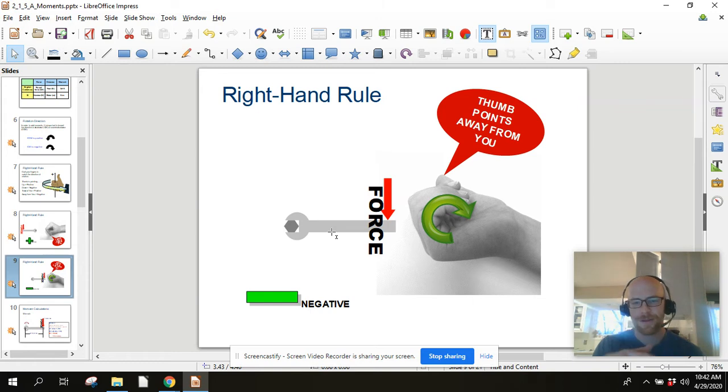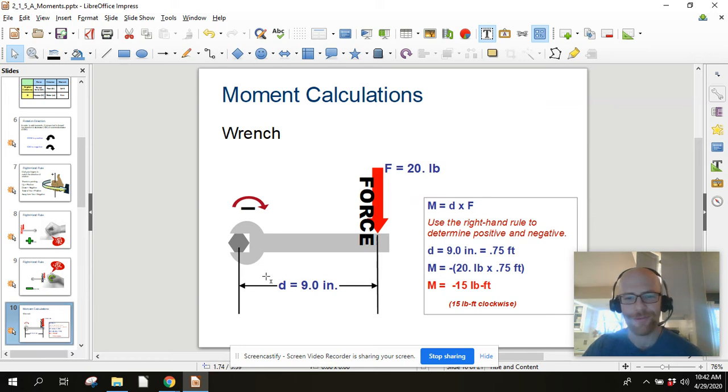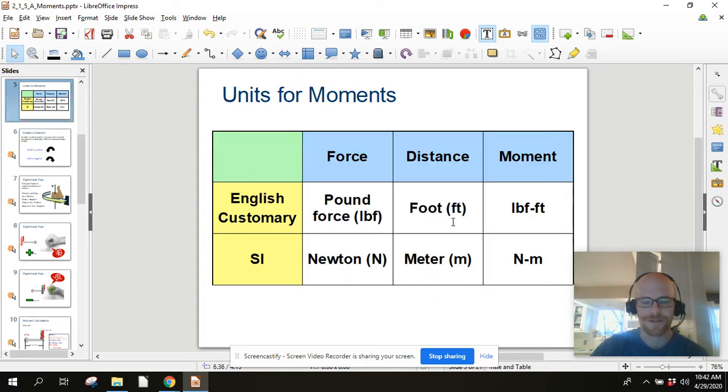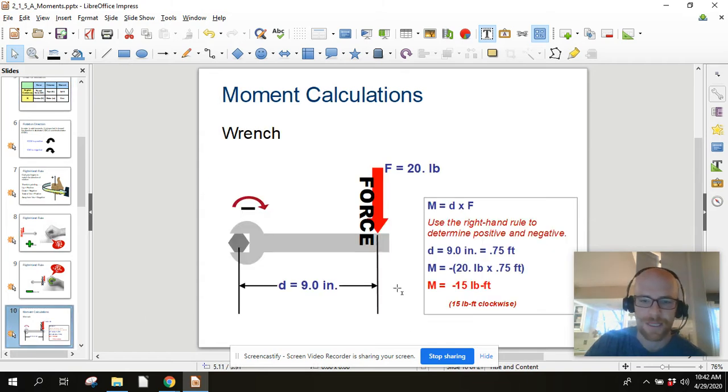Now, my thumb's pointing away from me. Right hand rule. So why is this important, negatives and positives? Well, when we're calculating moments, I have a force of 20 pounds here, and then I have a distance of 9 inches. And remember, we're not dealing with inches here, we're dealing with feet. So you're going to have to do some basic division: 9 inches is 0.75 feet.